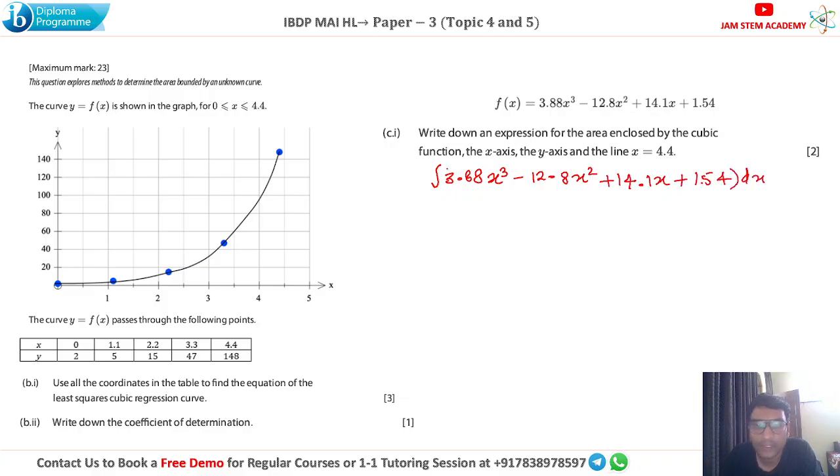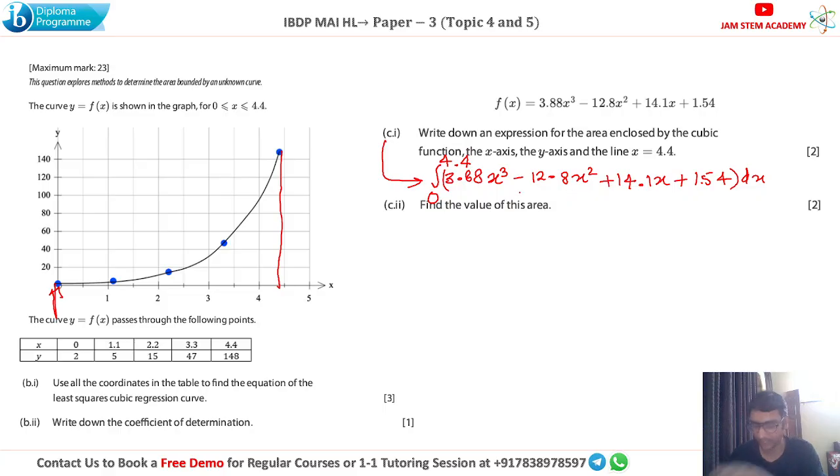Now we have to take the limits also, limits of x. As you can see, x starts from here, from 0 up to this point where x is 4.4. So take the limits from 0 to 4.4. That is the expression. That is the answer for this part. We don't have to calculate it for this C1 part. For C part 2, it says find the value of this area.